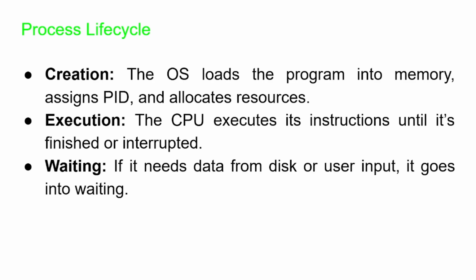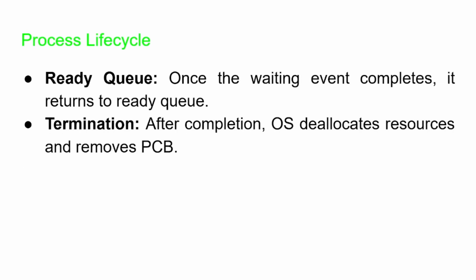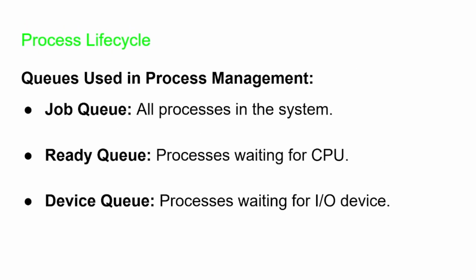Execution: the CPU executes its instructions until it's finished or interrupted. Waiting: if it needs data from the disk or user input, it goes into the waiting state. Ready queue: once the awaited event is completed, it returns to the ready queue. Termination: after completion, the OS deallocates resources and removes the PCB.